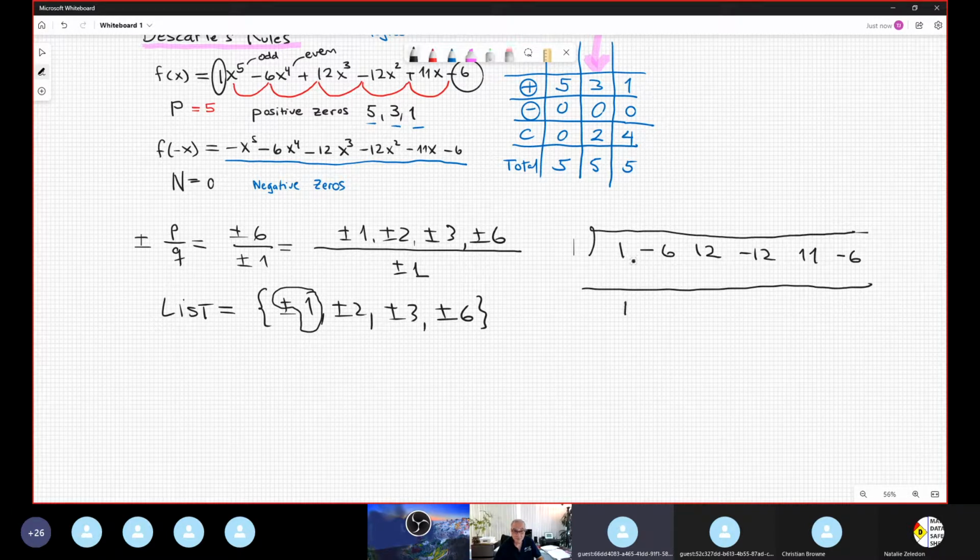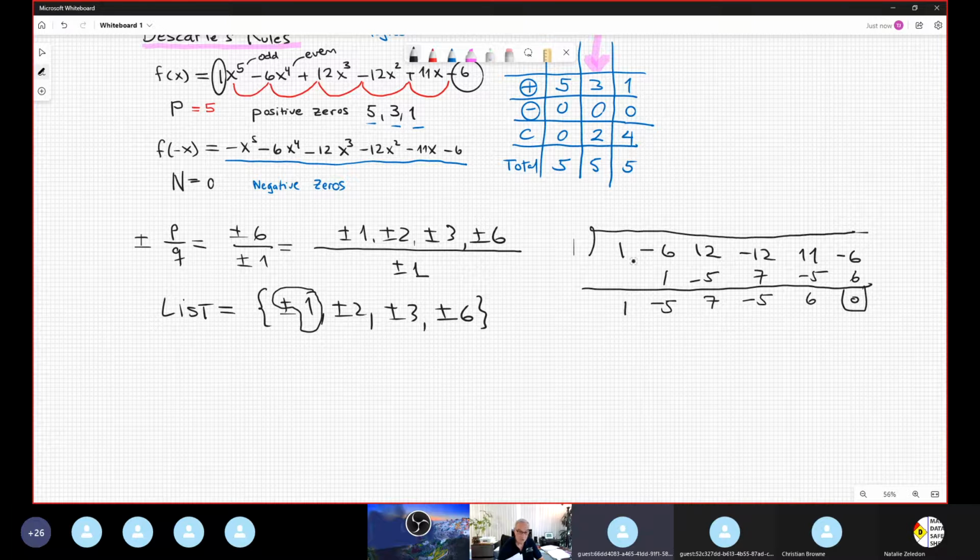Bring down 1 without doing any operation. Multiplication is 1. It's a negative 5. Multiplication of this and this is negative 5. And this is 7. Subtraction. And 7 times 1 is 7. And this is negative 5. And multiplication of this and this is negative 5. And this is positive 6, because 11 minus 5 is positive 6.